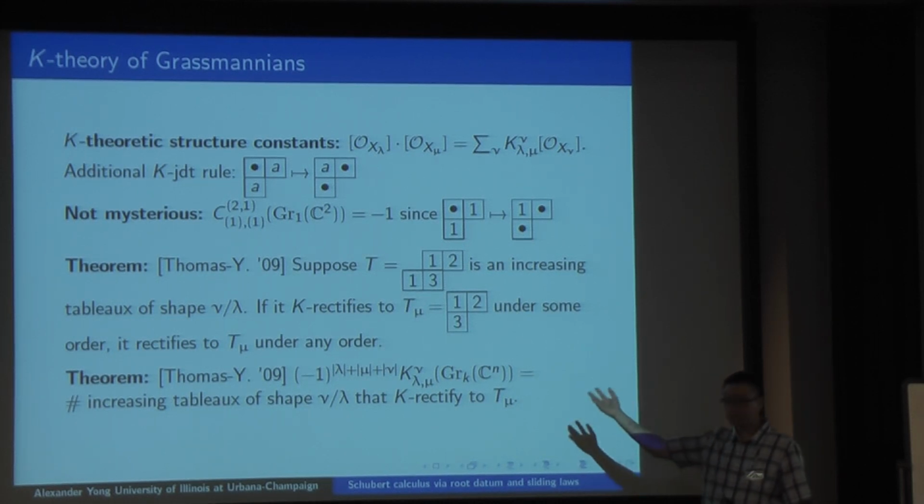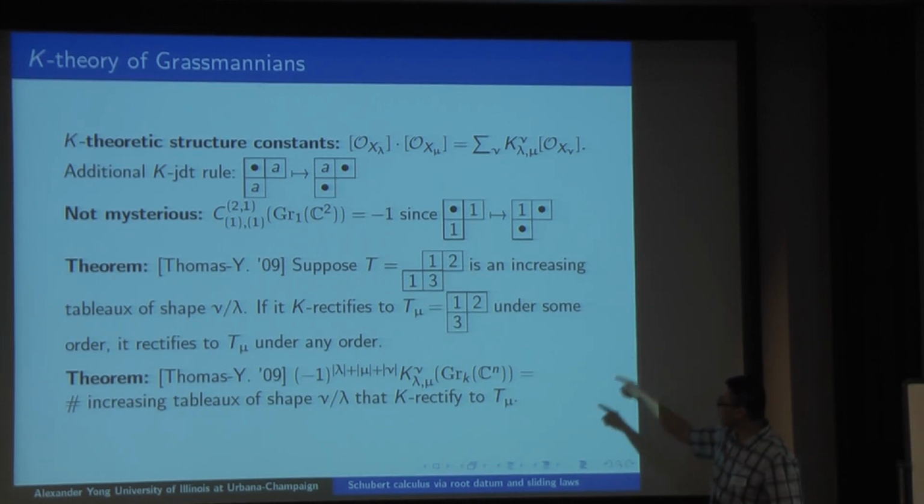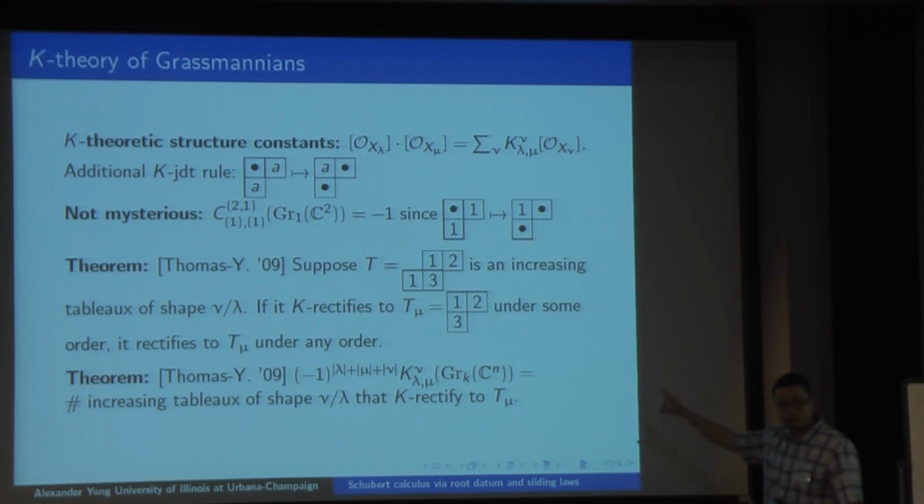Now K-theory always has the sign attached to it, so you're supposed to ignore the alternation of sign and only focus on the right-hand side. It's the number of increasing tableau of shape u slash lambda K-rectified to t mu. And the point of this theorem is that it makes this theorem well-defined as a statement. This was not the first rule for K-theory. Anders Buch provided the first rule on the subject. But this is a statement that fits inside our particular framework with Young tableau that we try to extend.